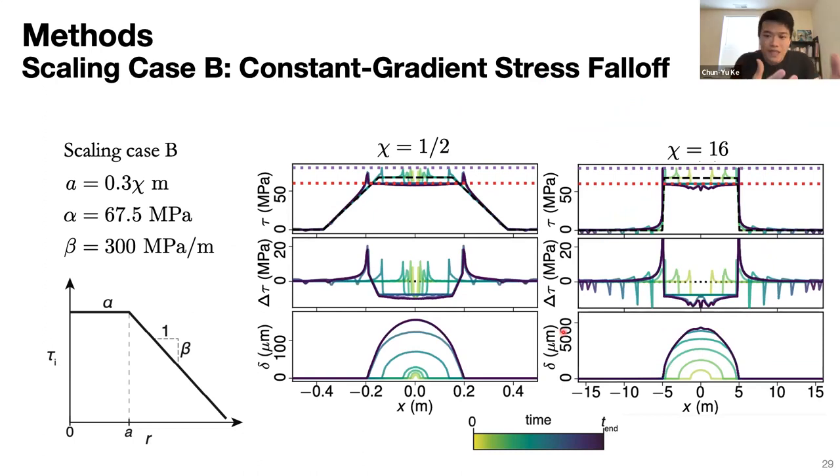In scaling case B, we keep beta constant. In other words, ruptures at different scales are stopped by basically the same stress barrier. And this is very similar to the boxcar example from the last section, but slightly more gradual. The most obvious difference from scaling case A is that the rupture is no longer self-similar.